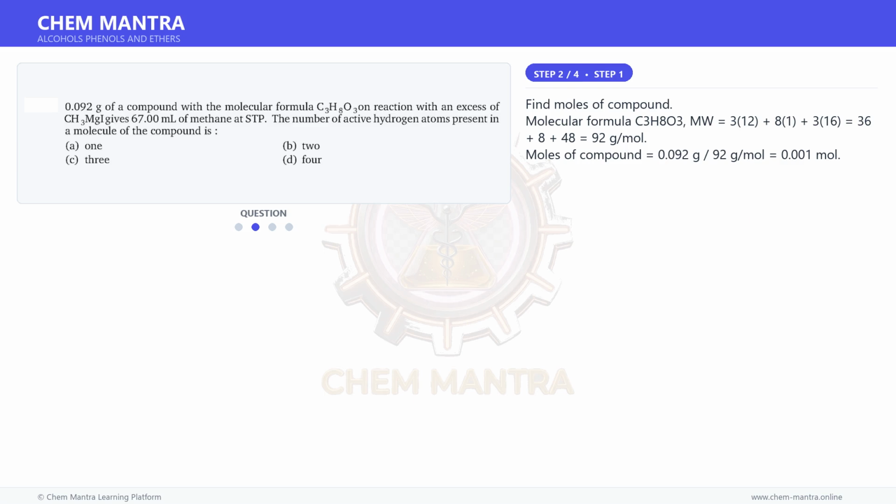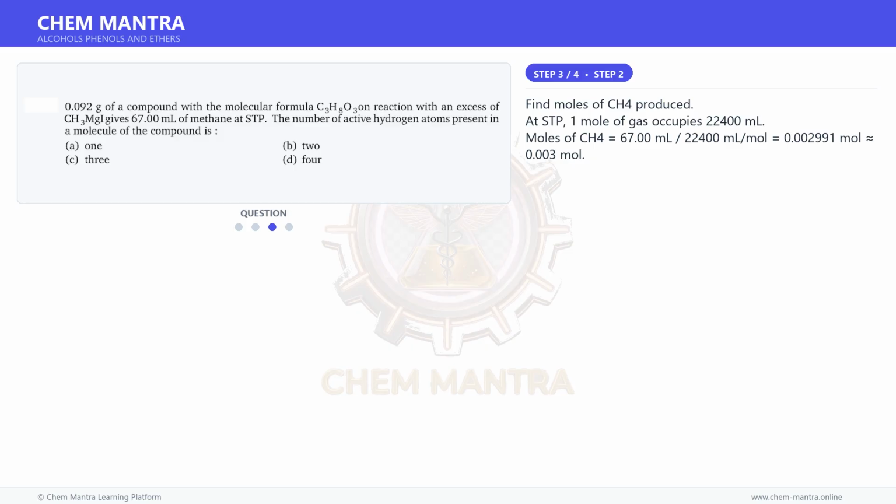Moving on to the next step. Find moles of compound. Molecular formula C3H8O3, molecular weight is equal to 3 × 12 plus 8 × 1 plus 3 × 16, which is equal to 36 plus 8 plus 48 equals 92 g/mol. Moles of compound is equal to 0.092 g divided by 92 g/mol, which is equal to 0.001 moles.